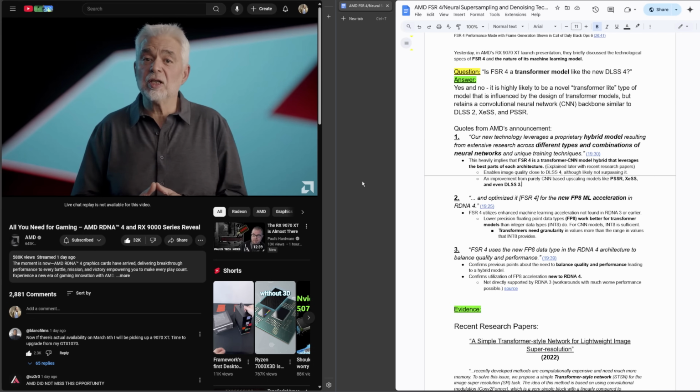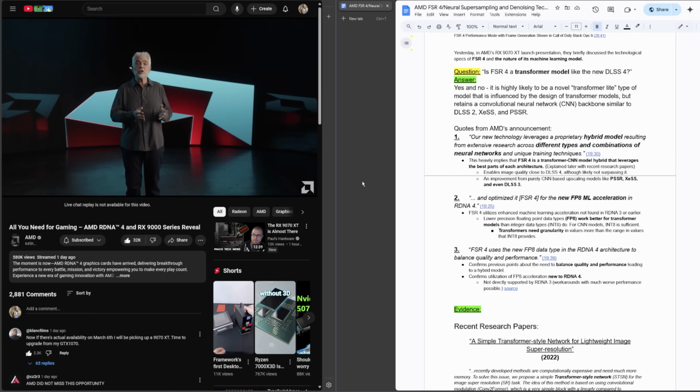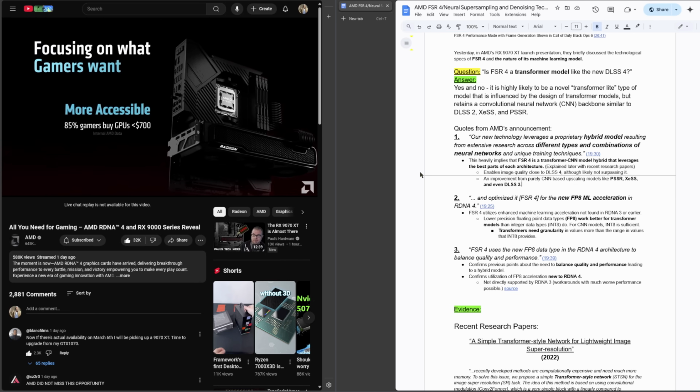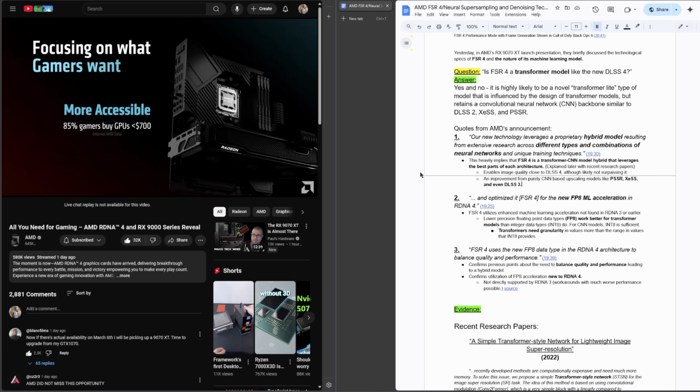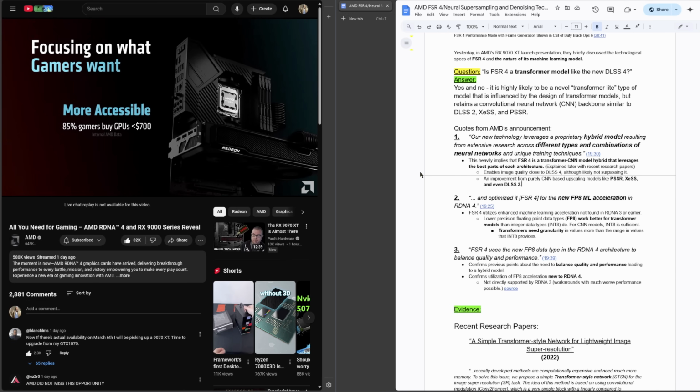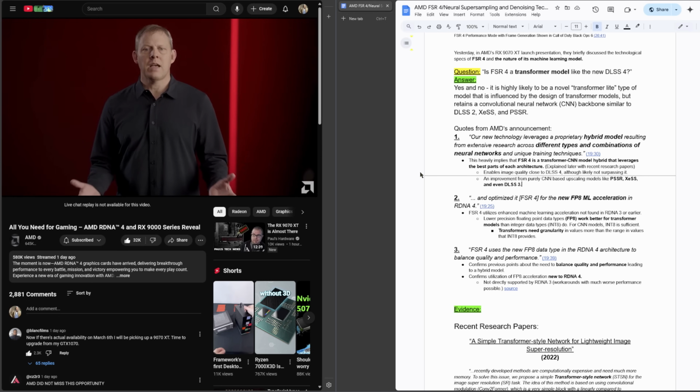This is because, like I already said, CNN models have been the go-to for upscaling models like DLSS 2 and XeSS, and transformer models are extremely popular for almost any AI task that people are attempting to solve nowadays. So there are really no other architectures that would make sense for AMD to be utilizing or talking about when they say it's a hybrid model.